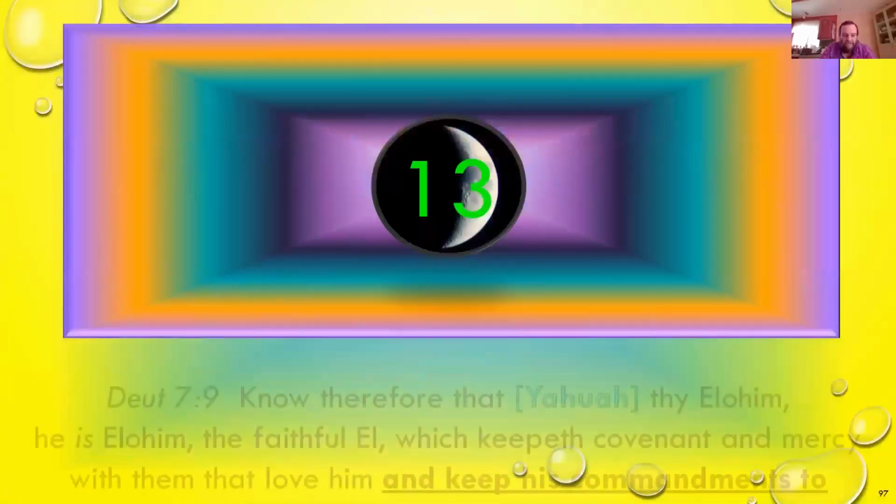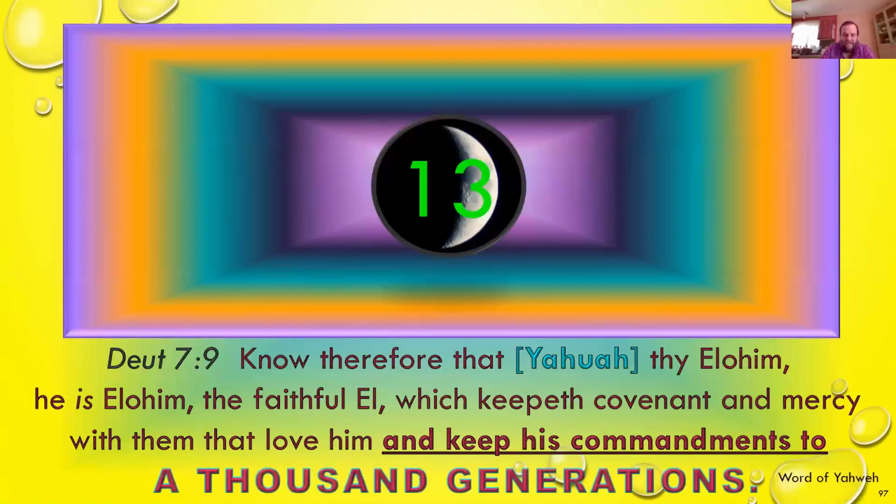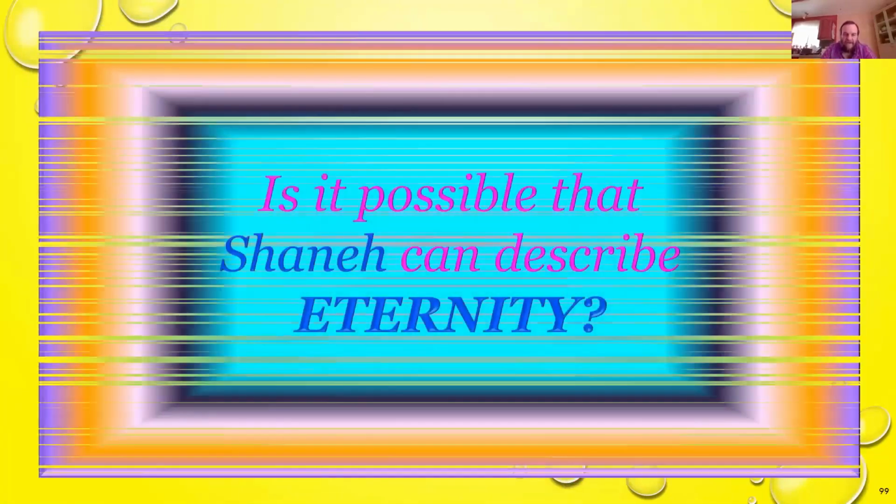Number 13. Know therefore that Yahuwah thy Elohim, he is Elohim, the faithful El, which keepeth covenant and mercy with them that love his commandments to 1,000 generations. What place does that number 13 have? None. There's zero place for a lunar year, especially ones with 13 months. That's what happens in view of Yahuwah's Shane years. The lunar-based year simply disappears because it does not exist.